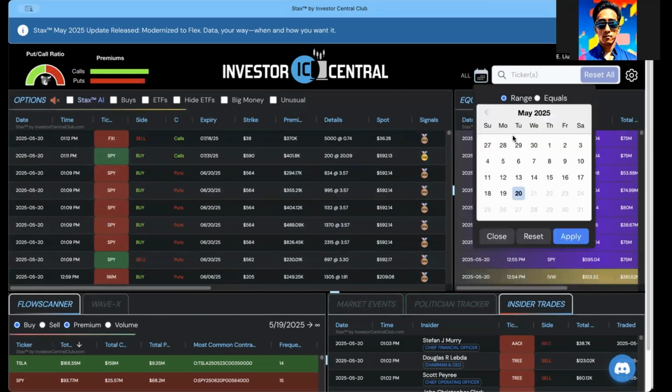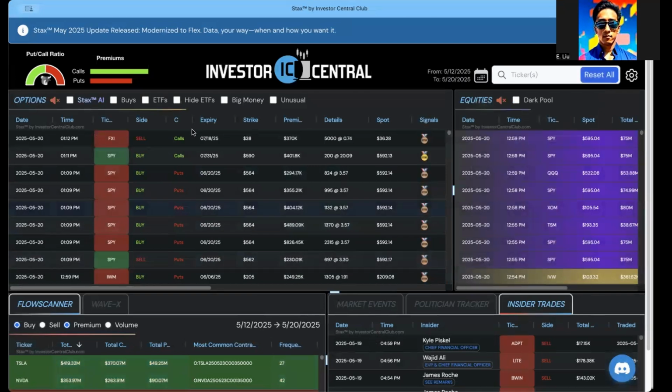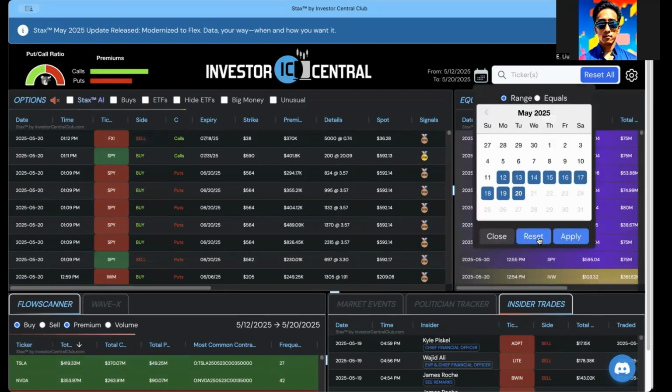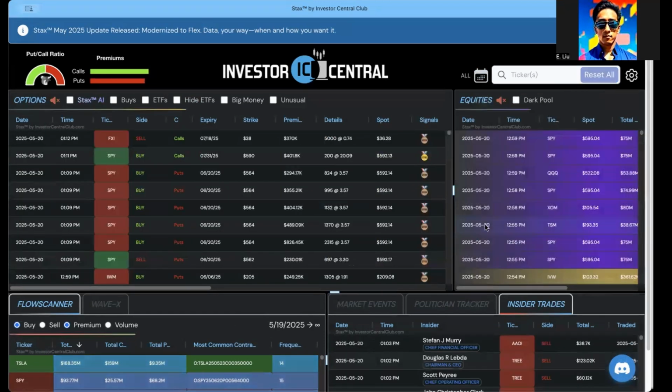If you'd like to, you have the ability to go through and create ranges of what you would like to see. And as soon as you apply, it will go ahead and filter that for you. You'll see that this call put volume and premiums will automatically adjust. I'm just going to reset that for you guys real quick. We've got the entire options, signals, and everything in here.